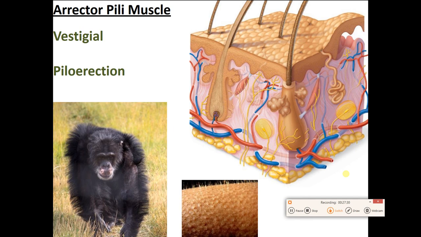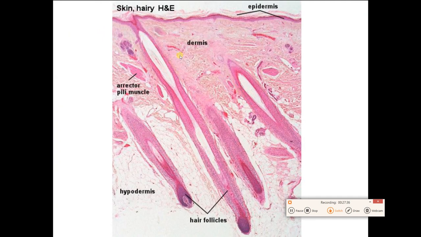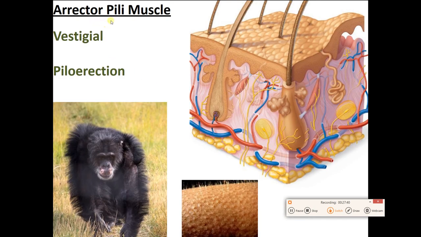Last but not least, there is this little band of smooth muscle, this little ribbon of smooth muscle right there. I wonder if we can see one. Yeah, there's one right there on that histology slide. It's called an arrector pili. Arrector sounds kind of like the word erect, right? Arrector means straightener. Pili means hair. So it is a straightener of the hair.